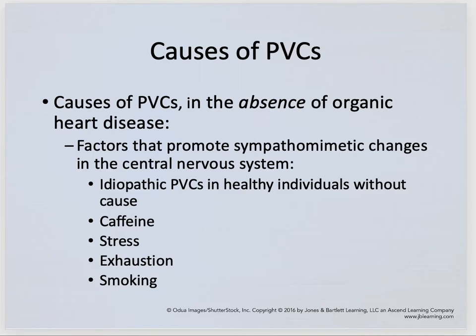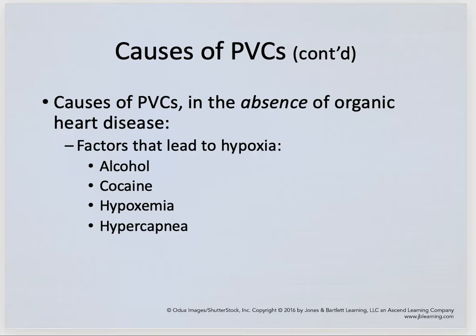What's going to cause these PVCs? Really, absence of organic heart disease. So factors that promote any sympathetic nervous system changes, anything in the central nervous system. A lot of times they just happen with healthy people. Idiopathic, we don't really know. Otherwise, they can be initiated with too much caffeine in the system, stress, exhaustion, smoking, lots of things that we may not be aware of.